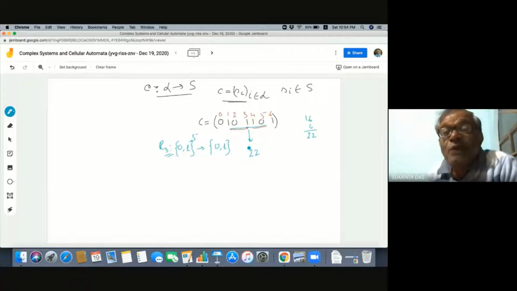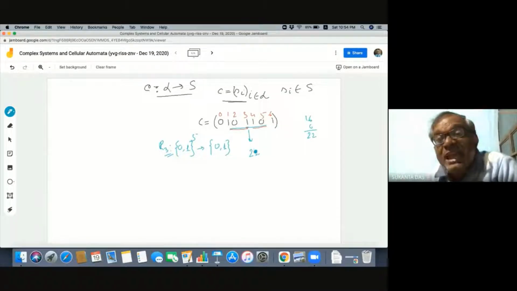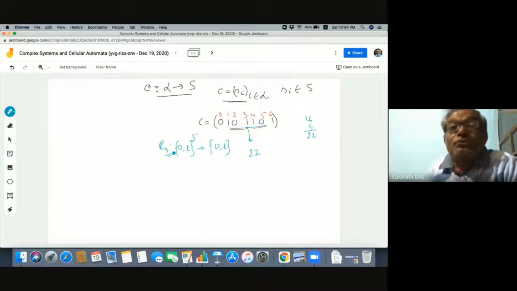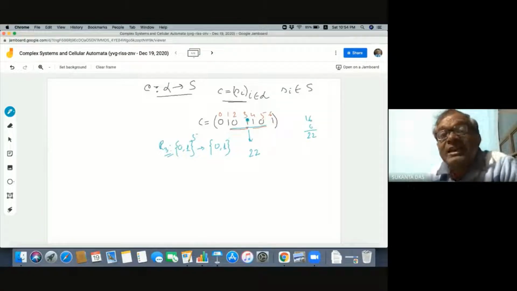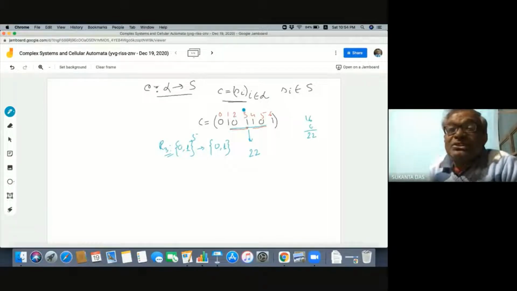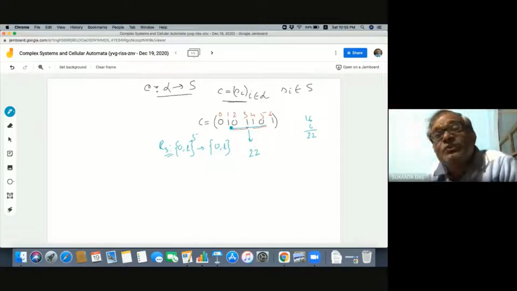So how do we pronounce it? We say that RMT 22 of rule R3 is acting on cell number 3. That's the meaning of this. So cell number 3 has to use RMT 22 of rule R3 to go to its next state. Very good. So in this way, I can find out the RMTs of the other cells.